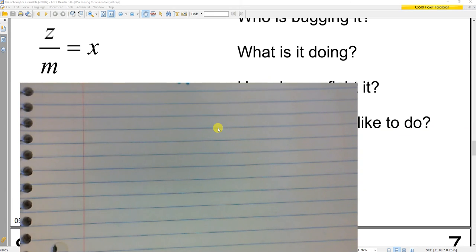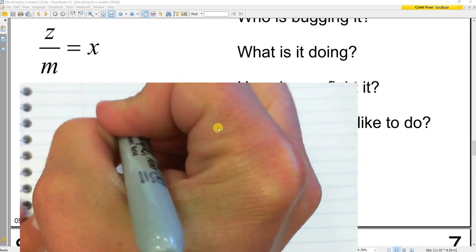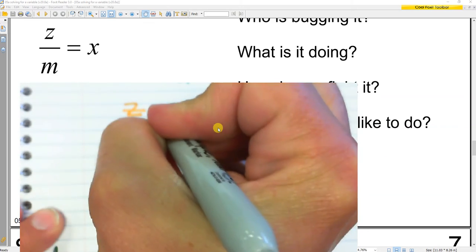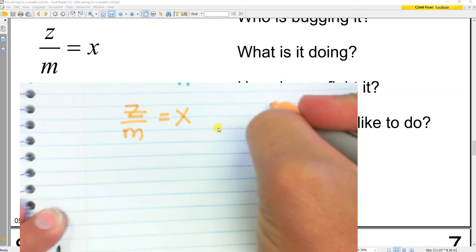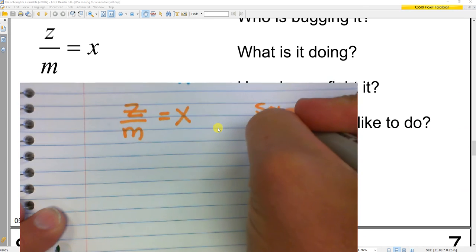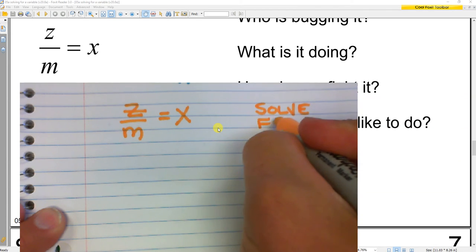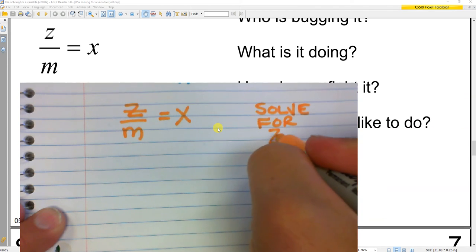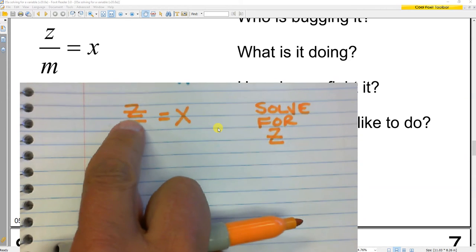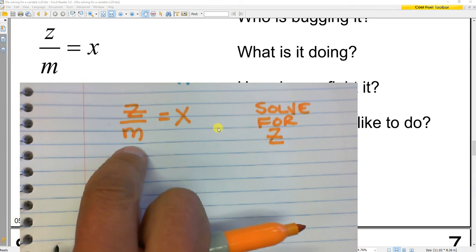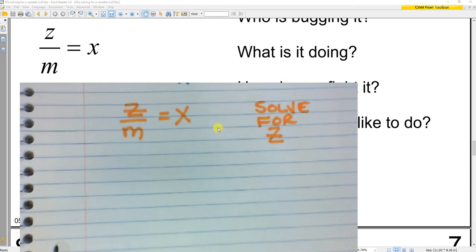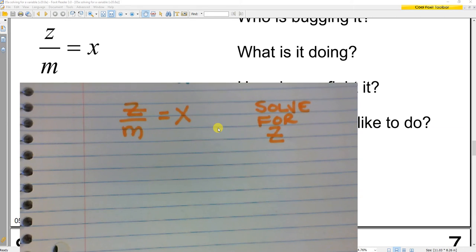New color. Z over M equals X. And we're going to solve it for Z. Okay, I'm trying to get the Z by itself. Who's bugging the Z? The M. What is the M trying to do to the Z? It's trying to divide it. How do I fight division? Multiplication. What would I like to do? Multiply both sides by M.